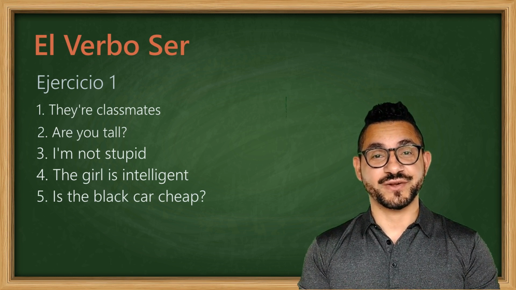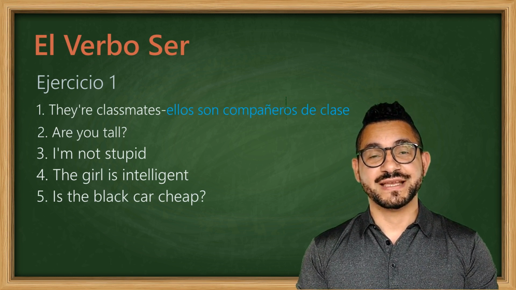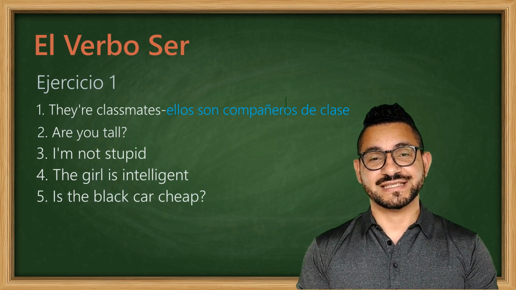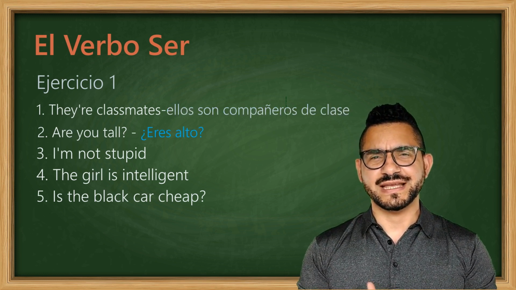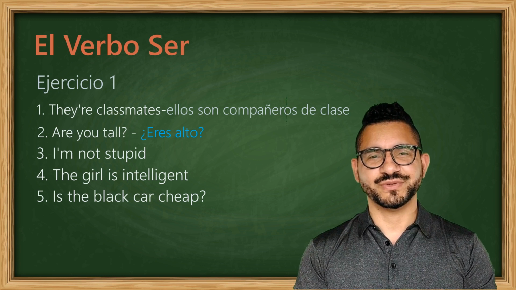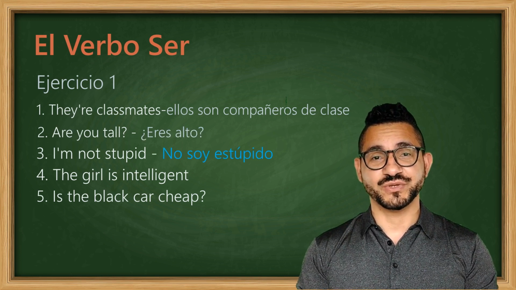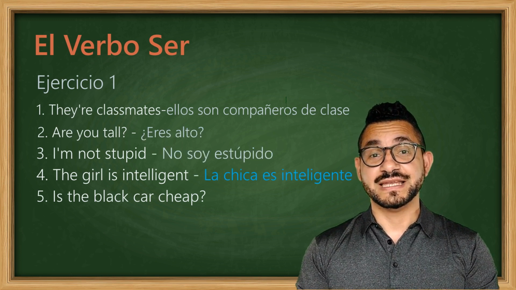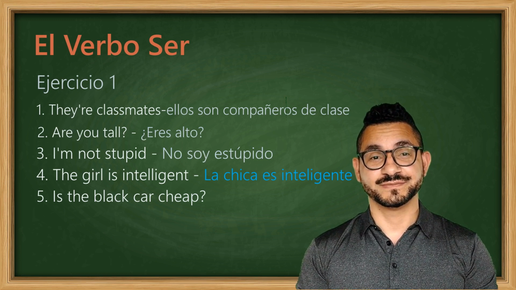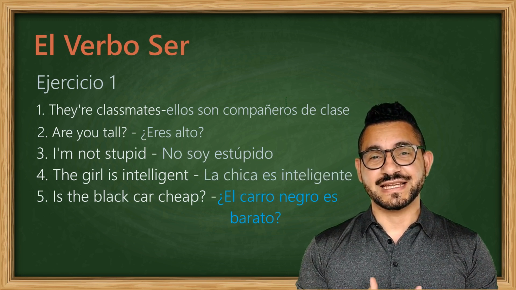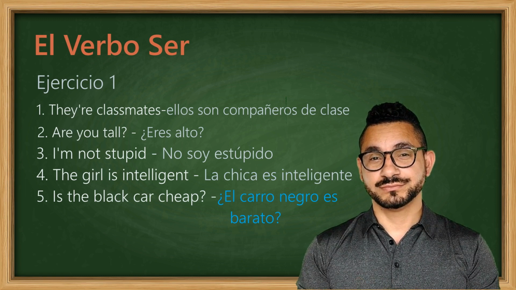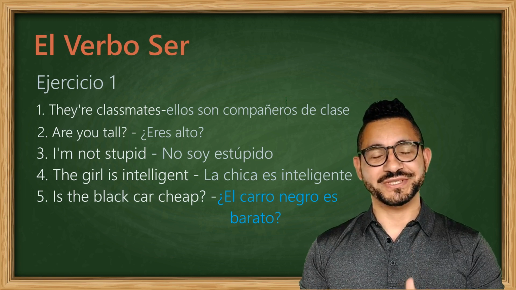Okay, so here are the answers. Number 1, ellos son compañeros de clase. Number 2, ¿eres alto? Number 3, no soy estúpido. Number 4, la chica es inteligente. Number 5, ¿el carro negro es barato? How did you do? I hope you did great.